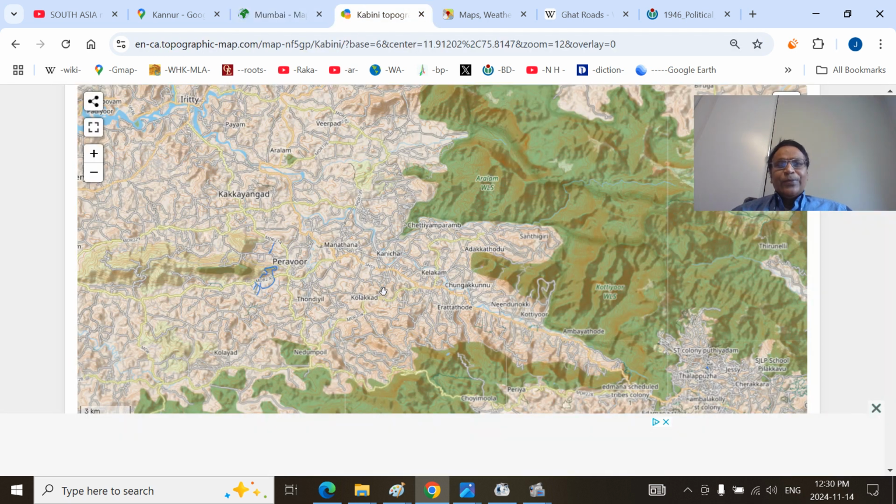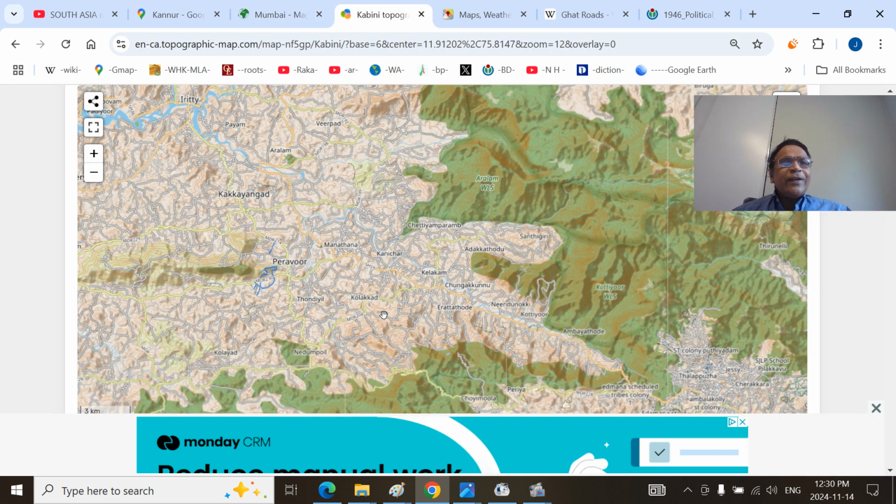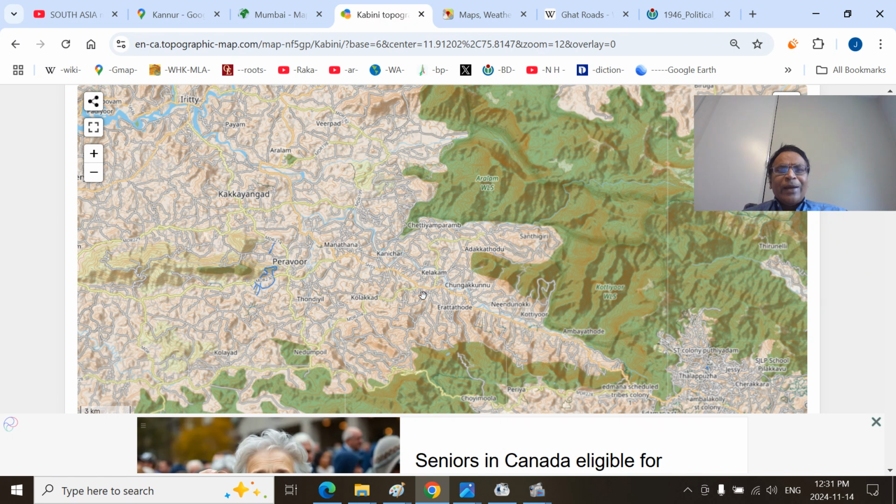So we can see the same thing here from a different perspective. You can see Iritty town here and Aralam. There is also a town here. This is the Aralam river, which comes from there. So from Iritty, we can go to Peravoor, Manathana, KottiYoor and Kelakam. These may not be visible to you, but I'm reading some. I want to show you the overall physiography. That's why I am showing this particular map.